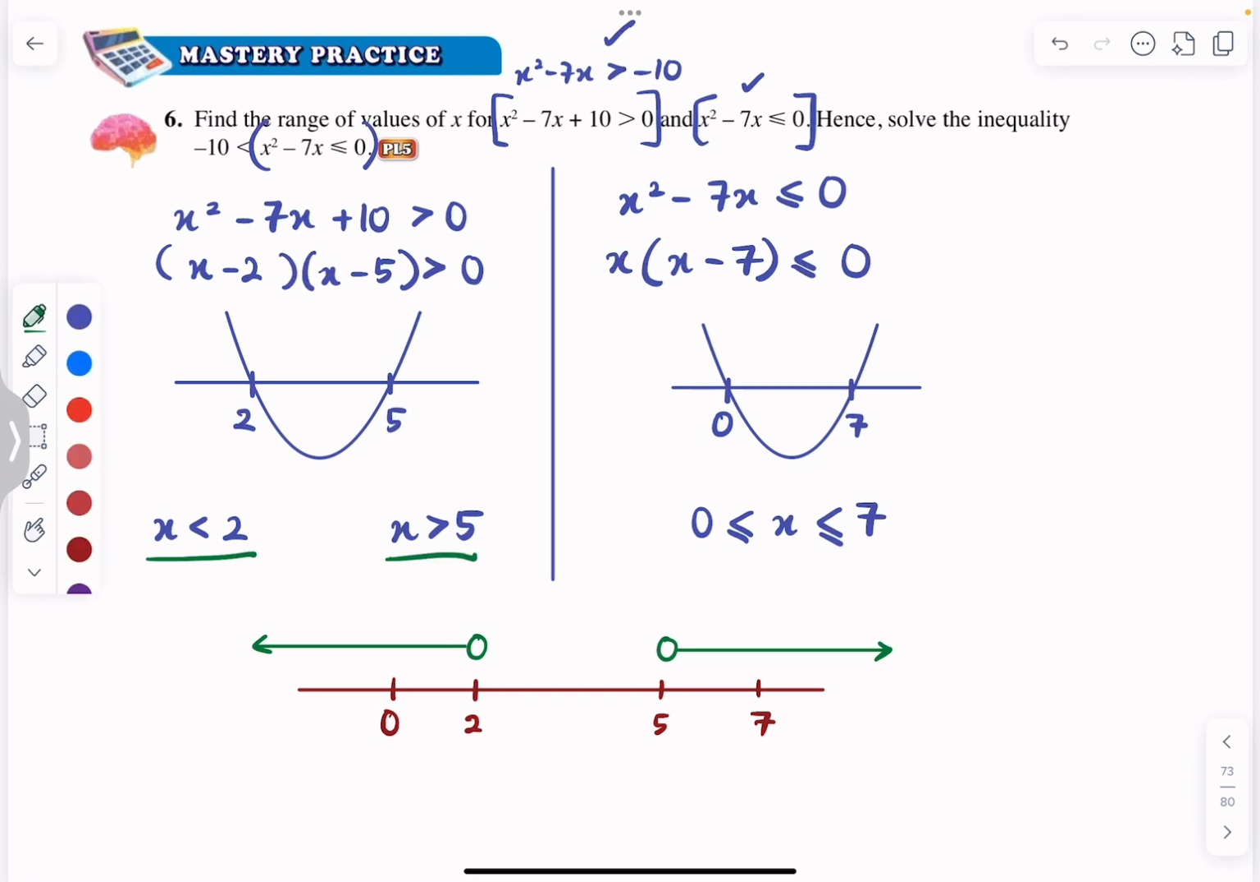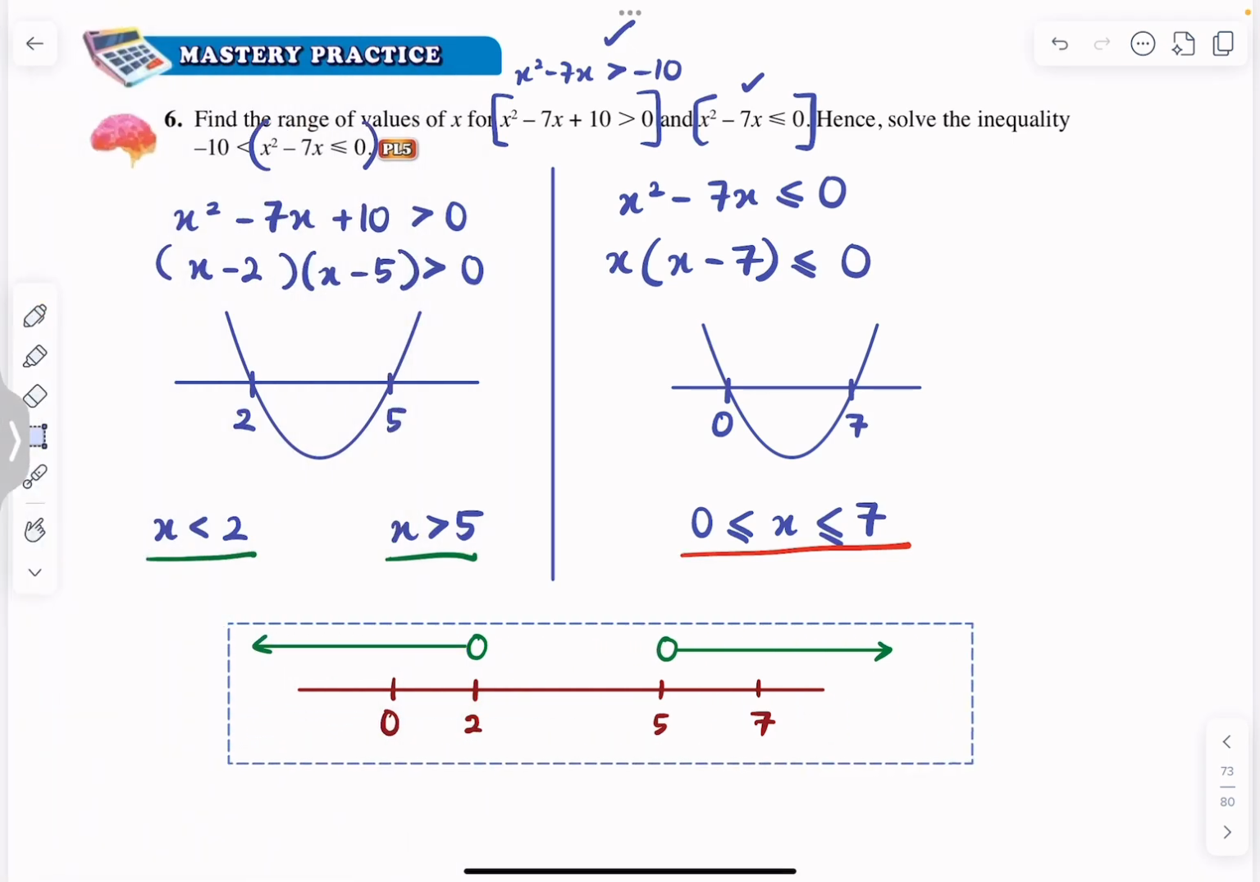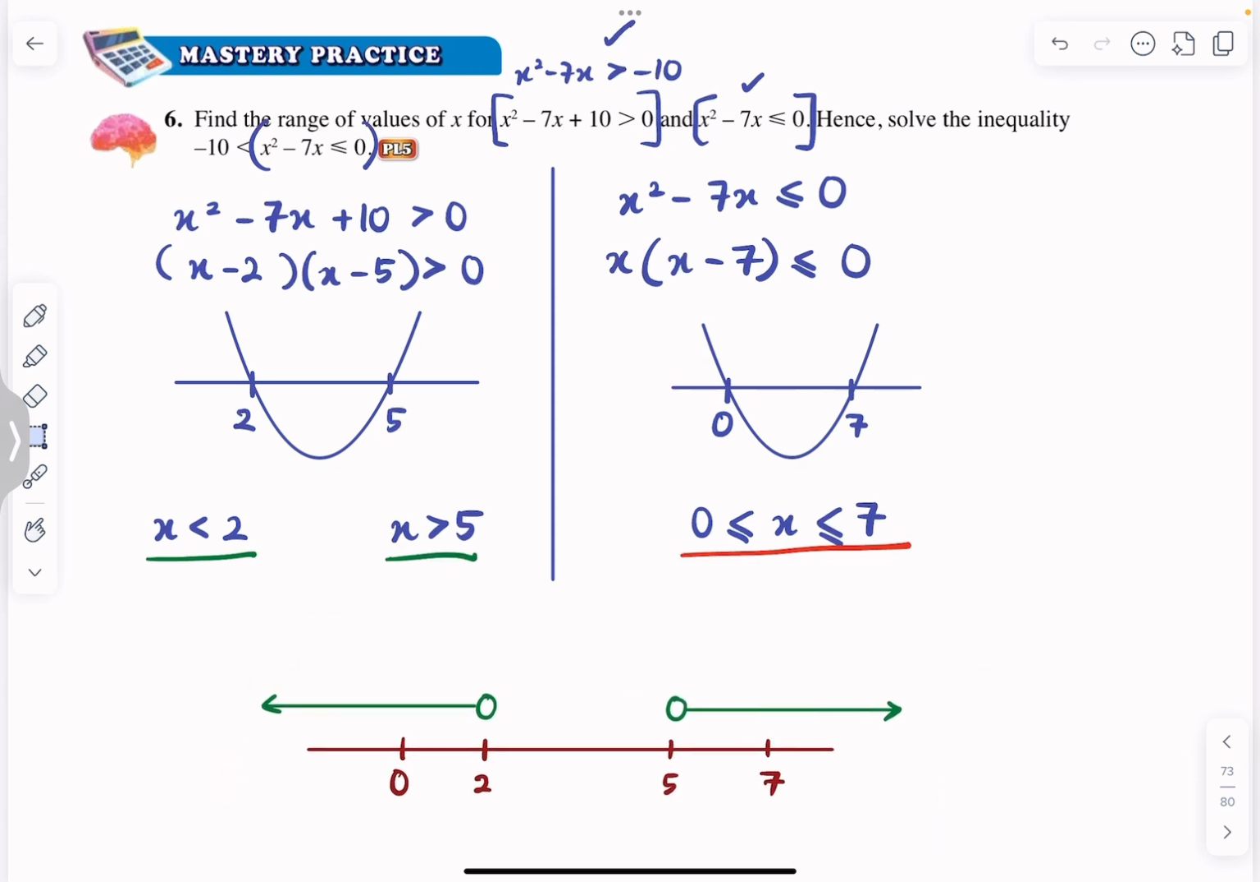And then for the second inequality, x is between 0 and 7. Let's bring this down a bit. So between 0 and 7, this one will be a black dot, because it is less than or equal to. When you have equal to, it will be a black dot. So between 0 and 7 would be something like this.